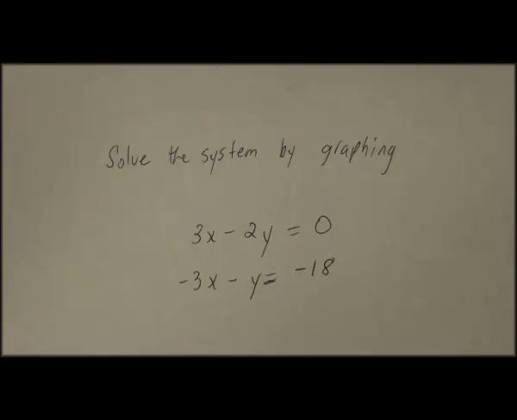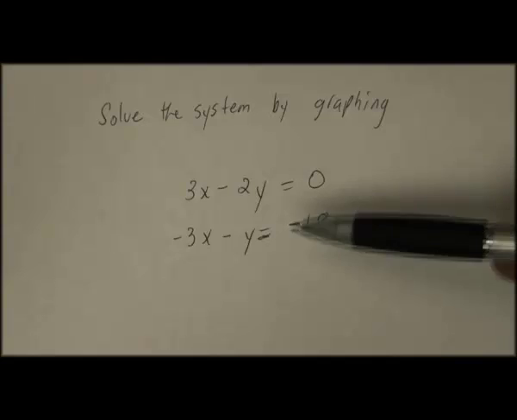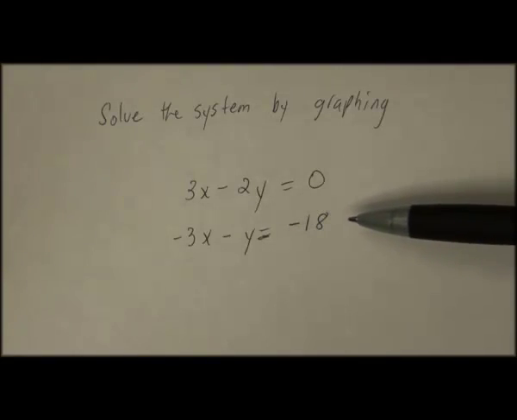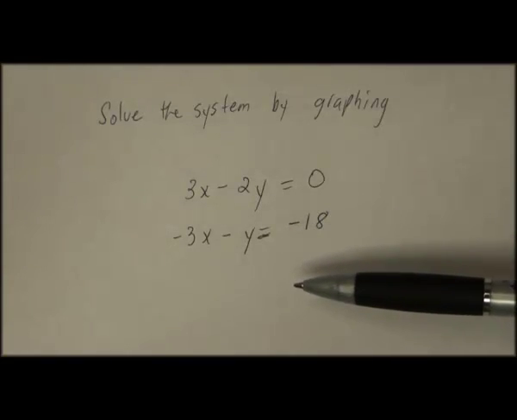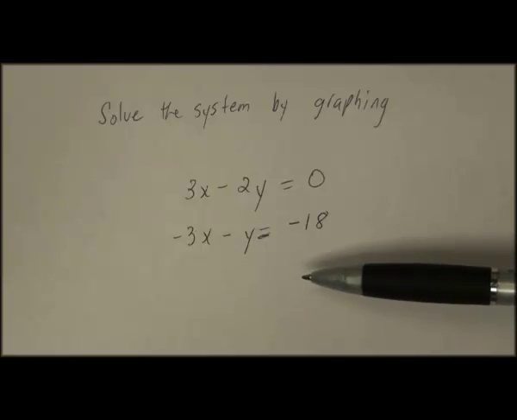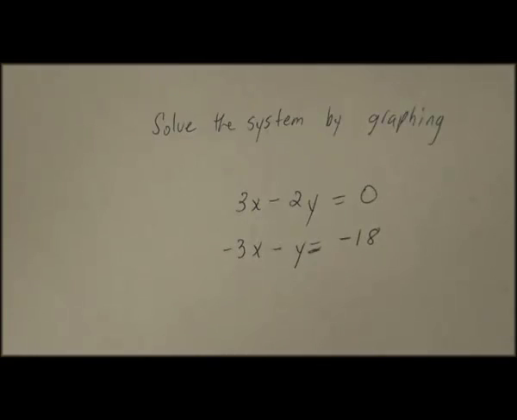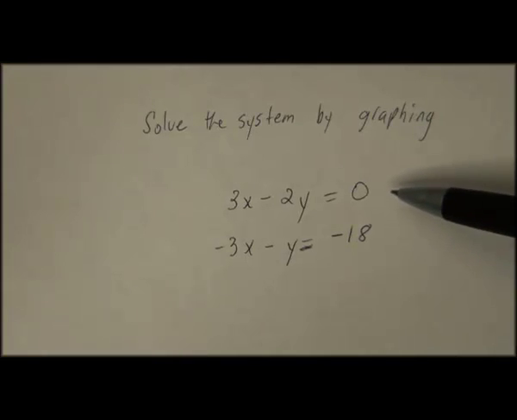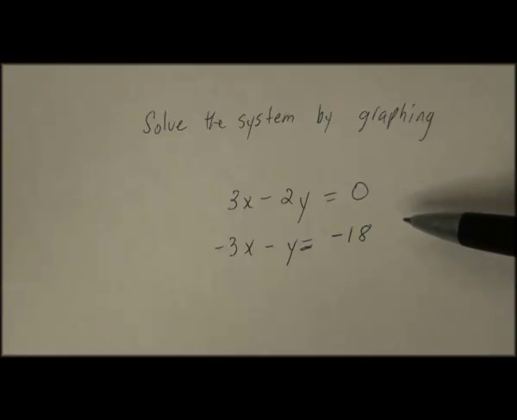Hello, in this example we'll solve the system of equations by graphing 3x minus 2y equal to 0 and negative 3x minus y is equal to negative 18. We'll use a graphing calculator, but before using a graphing calculator we must take each one of our equations and solve each for y.